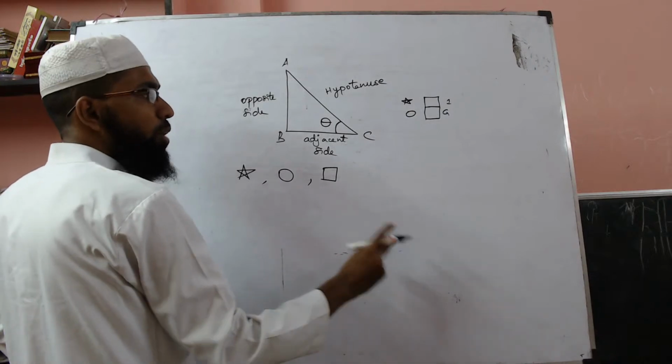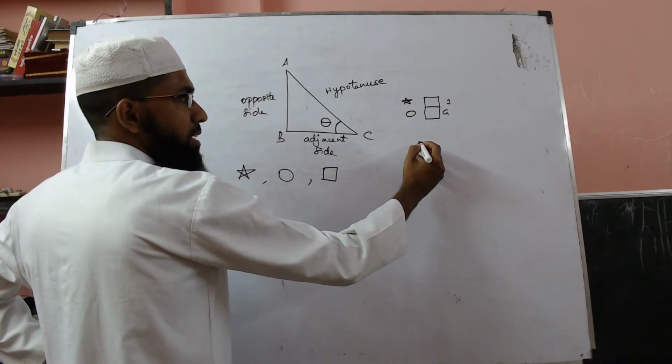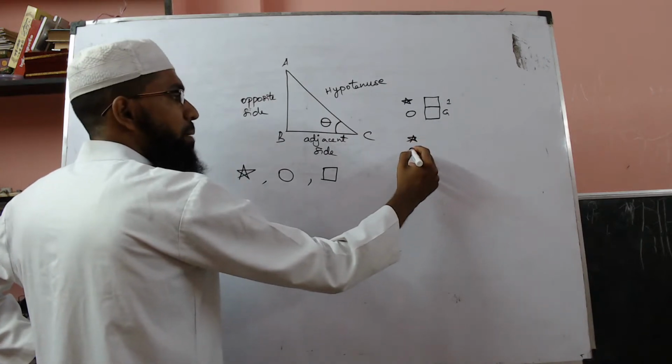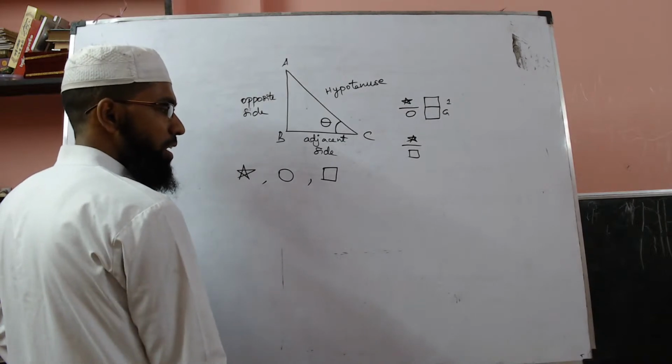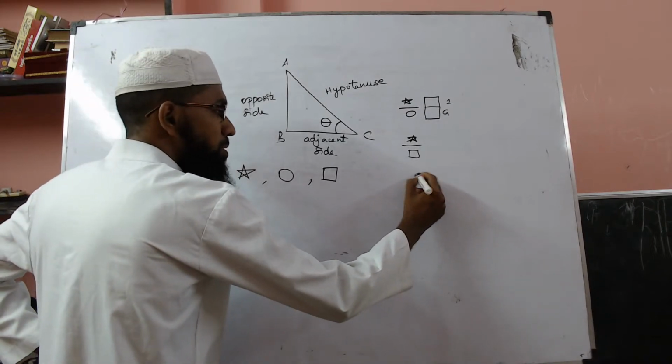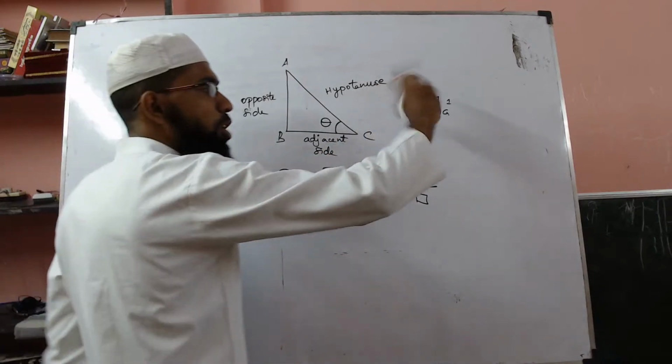And what is the other option I can have? The second option is star and box. Star, box. What is the third option? Star, circle and box. Now we can do everything, and this also in the reverse pattern.